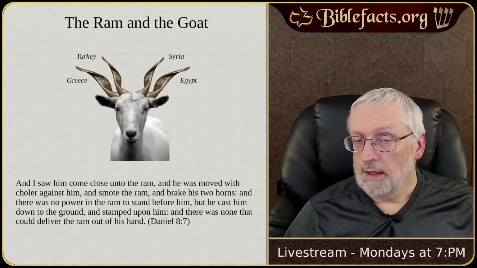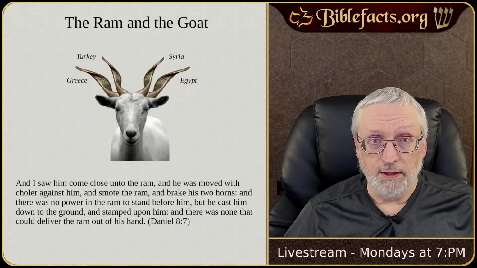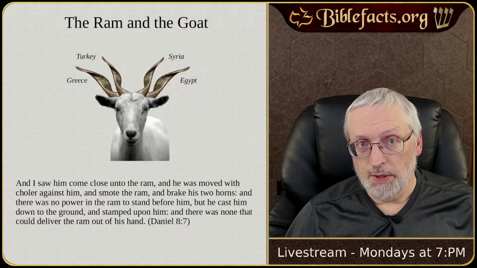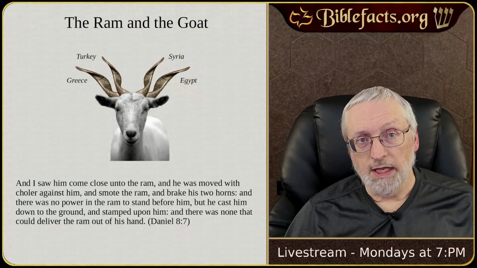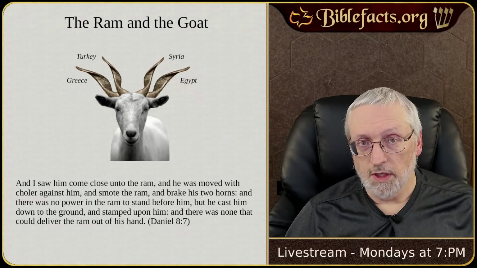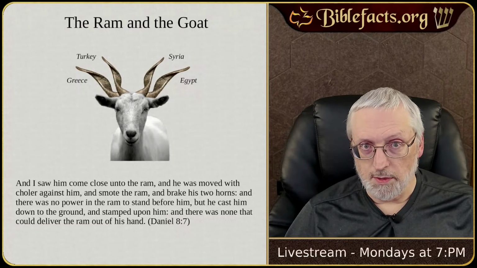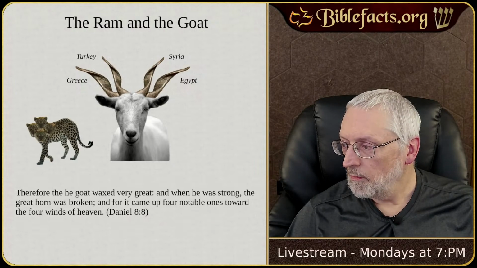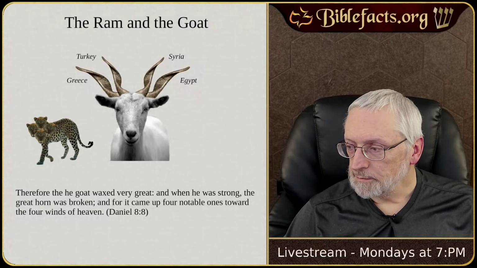So Greece and Turkey never did have anything to do with Israel, so they become out of the picture. So the 2 heads of the leopard, the 2 other horns of the goat, are Syria and Egypt. So very, very important. So here's Daniel 8.